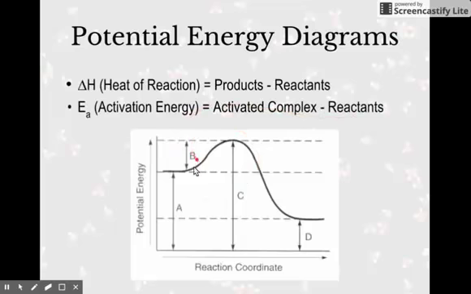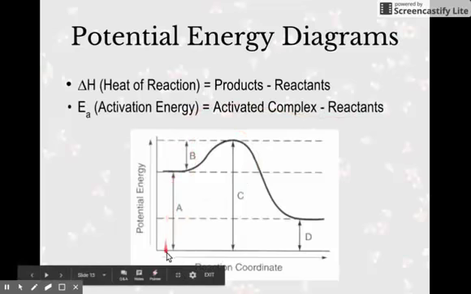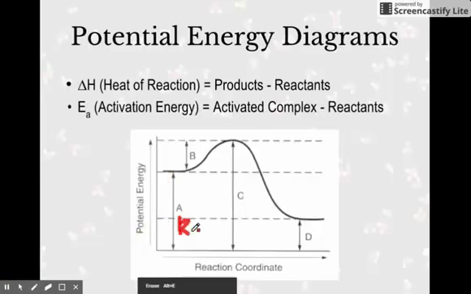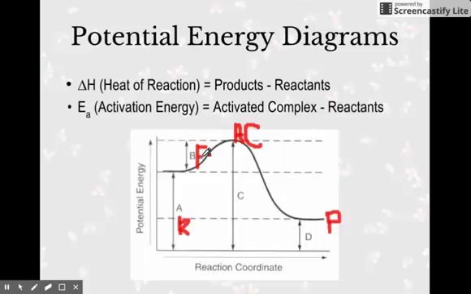So if we're looking at this graph here, A would tell us the energy of our reactants. So I'm going to put an R there. C would tell us our energy of our activated complex. D would tell us our energy of our products. B would give us our activation energy, so our difference between our activated complex and our reactants. And let's give this one an E. So E would give us our delta H, if that was labeled on our graph here.